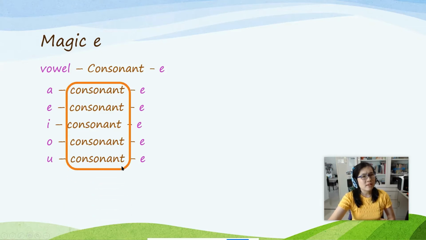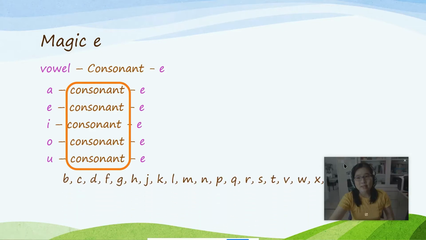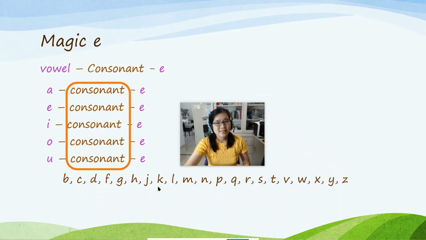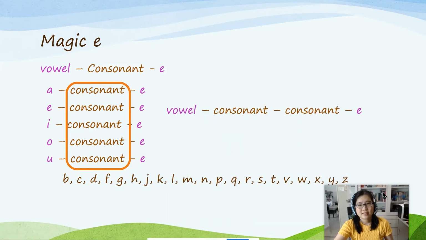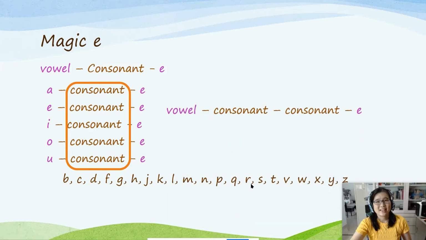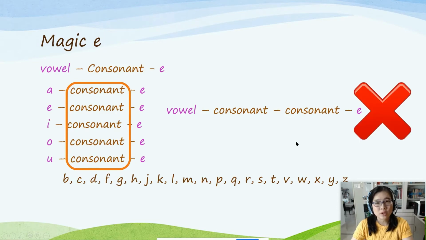All right, what is consonant? Consonants are all these letters that are not A, E, I, O, U. These are all consonants. Okay, now what happens if there are 2 consonants between the vowel and the letter E? Can the magic E work this way? The answer is no, it cannot work that way.